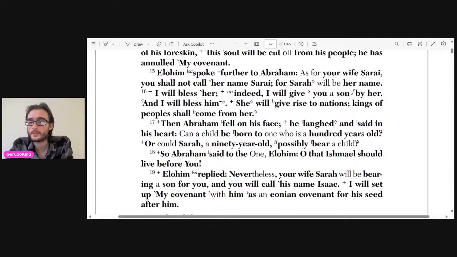Then Abraham fell on his face. He laughed and said in his heart, Can a child be born to me who is 100 years old? Or could Sarah, a 99-year-old, possibly bear a child? So Abraham said to the one Elohim, Oh, that Ishmael should live before you.